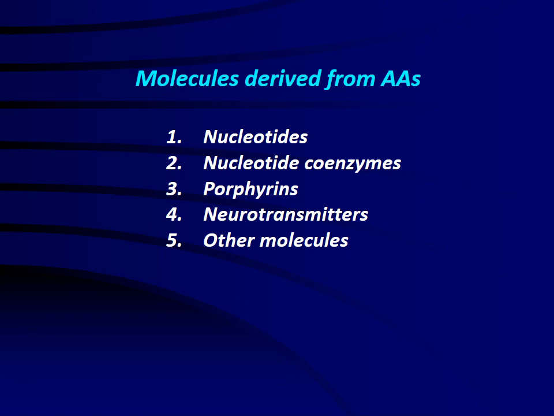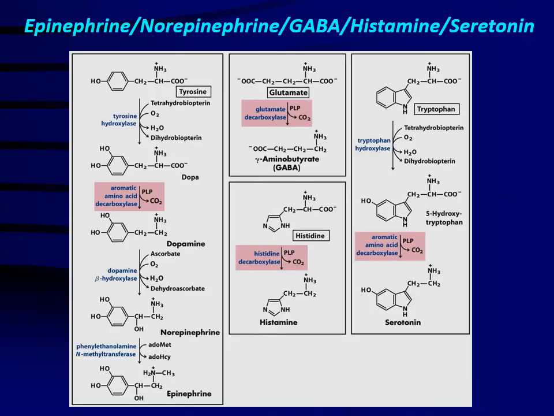Molecules derived from amino acids: nucleotides, nucleotide coenzymes, porphyrins, neurotransmitters, and other molecules. Synthesis of epinephrine, norepinephrine, GABA, histamine, and serotonin. Epinephrine and norepinephrine are synthesized from the amino acid tyrosine. Tyrosine is converted to DOPA by tyrosine hydroxylase. DOPA is converted to dopamine. Dopamine is converted to norepinephrine. Subsequently, norepinephrine is converted to epinephrine.